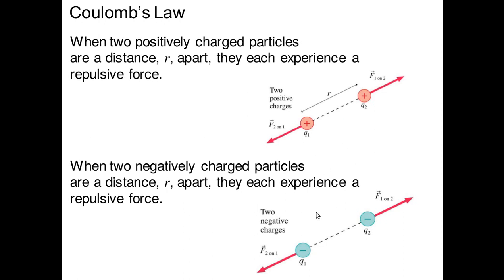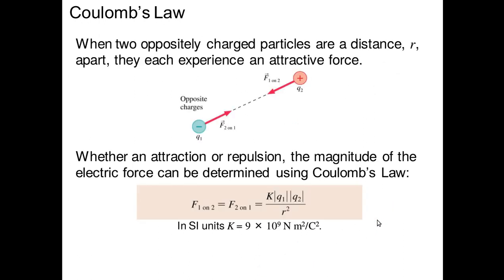So it doesn't matter if they're both positive or both negative. If they're the same charge, it's a repulsive force. So if they were oppositely charged particles, the force would be attractive. Right? They'd be pulling the other charge towards them. Still a third law pair. Still the same relationship, proportional to the charges, inversely proportional to the distance between them.